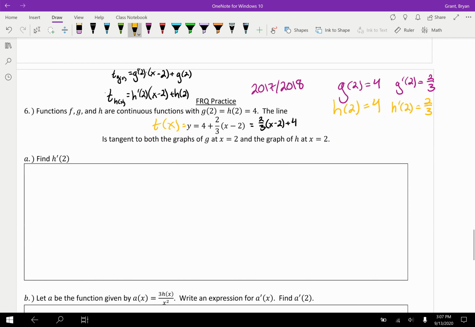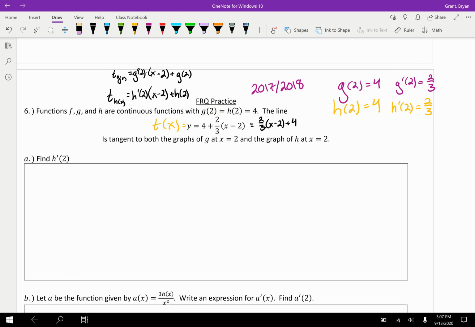Let's begin. A, find h prime of 2. Wait, is this a trick question? We know h prime of 2. Well, it's not a trick question because what they're testing here is, do you understand what makes up a tangent line and what happens when a tangent line is tangent to a graph? So they're testing to make sure you understand that this is the slope not only of the tangent line, but also of g and also of h, all at 2.